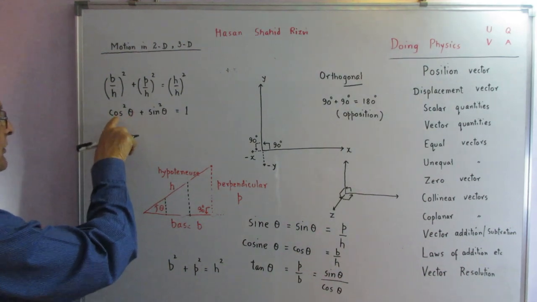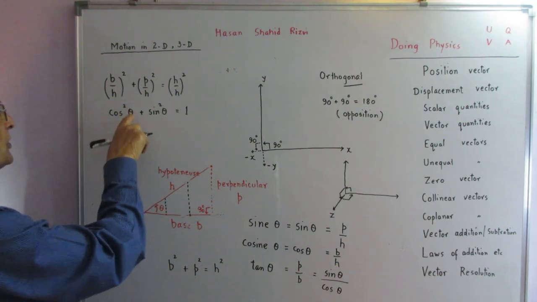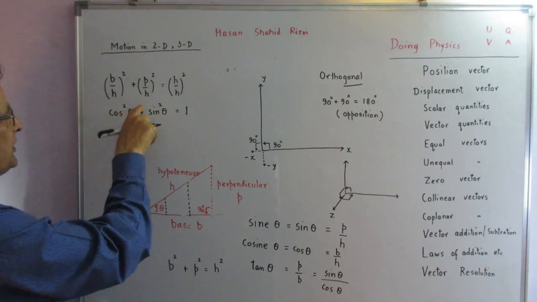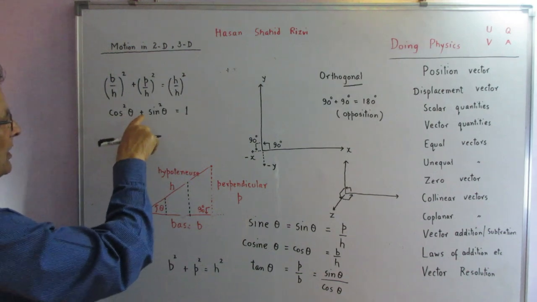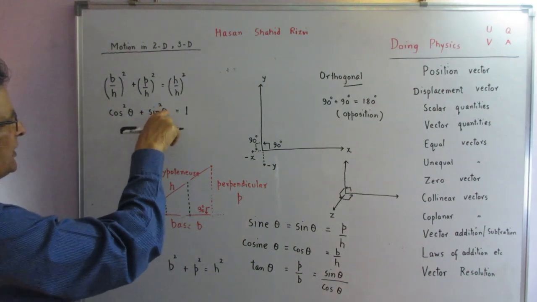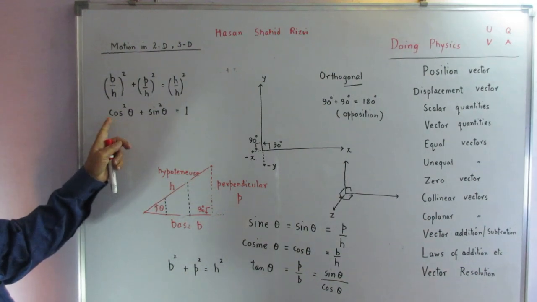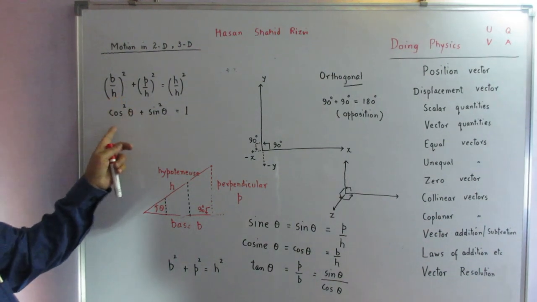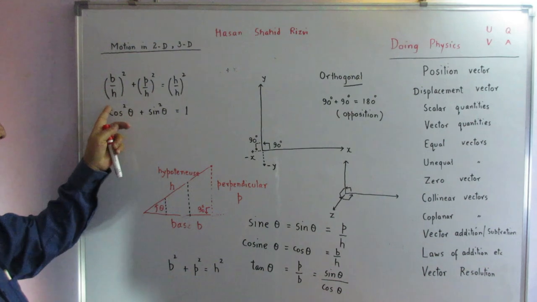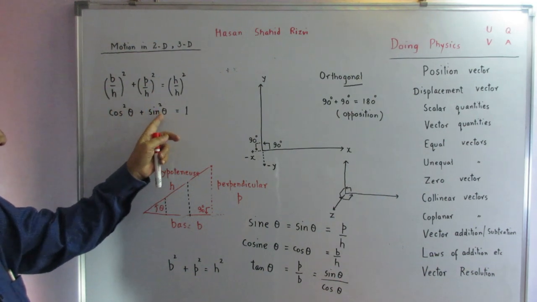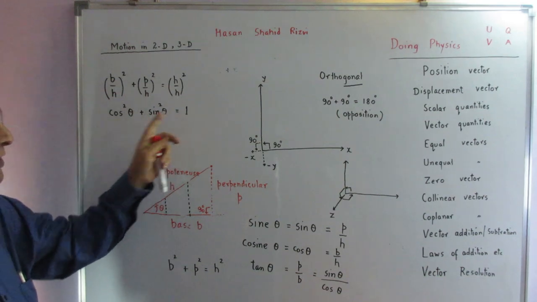Some students say, why don't you write cos plus sine theta whole square is equal to cos square theta plus sine square theta? No. This is a certain relationship for theta. The square of that relationship plus the square of this relationship for a certain entity called theta is equal to 1.